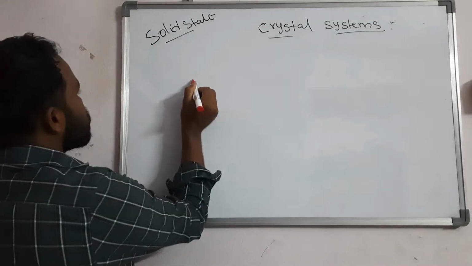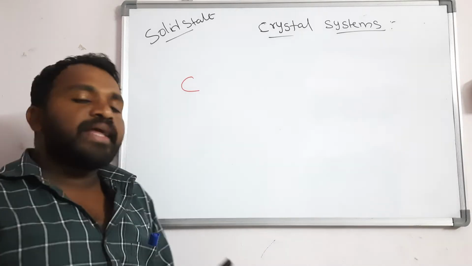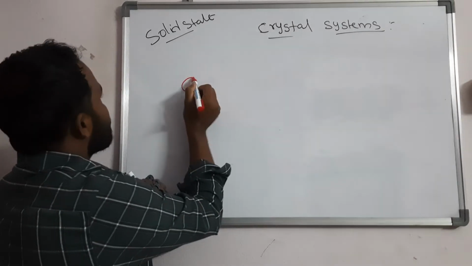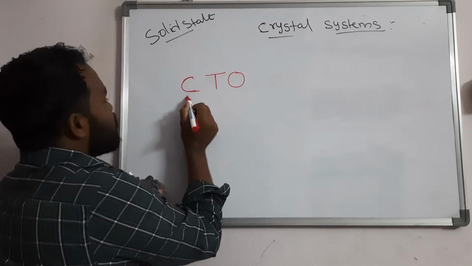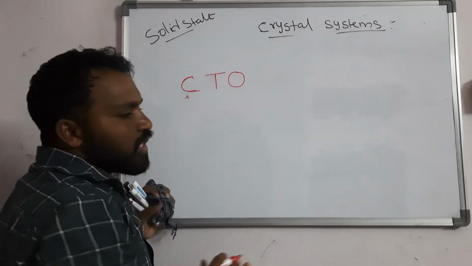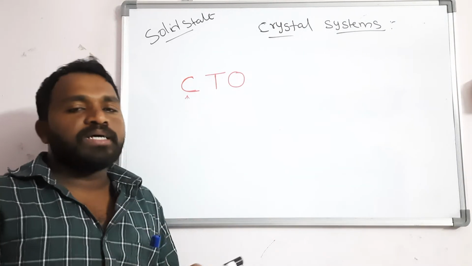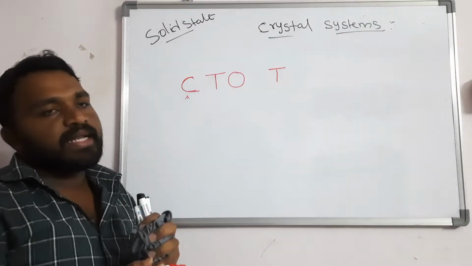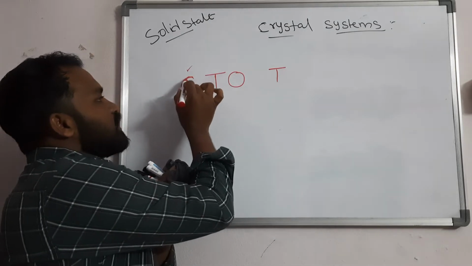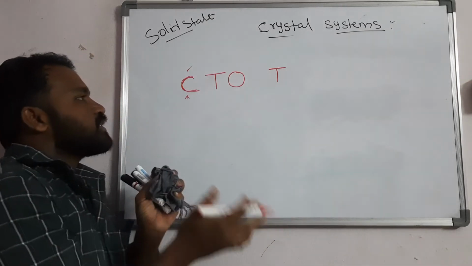Just a general story. For example, some friends or family went to a bus stand or railway station. First they went to the canteen, then they ordered a tea. Then suddenly the bus comes, so what will they do? They will take the ticket. So: canteen, tea order, then they took the ticket.